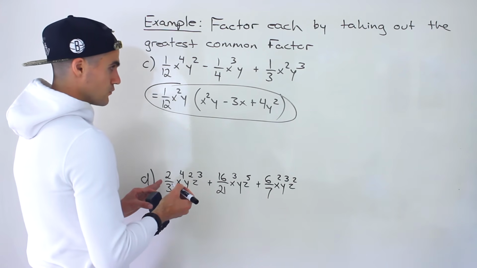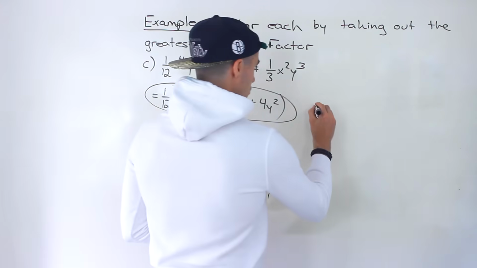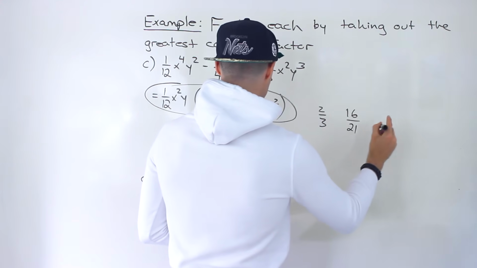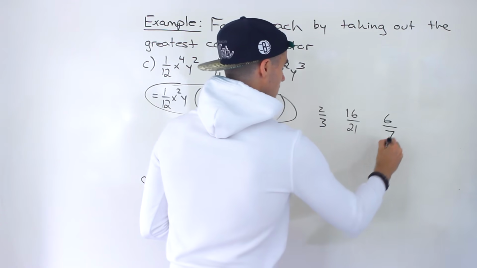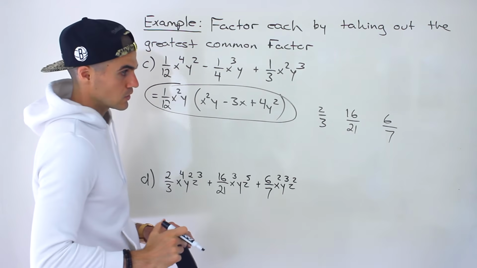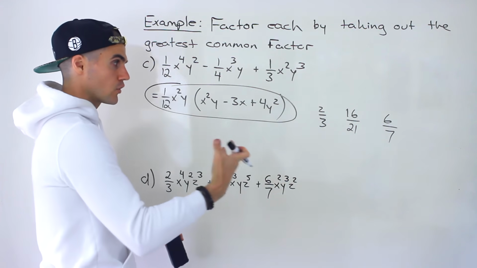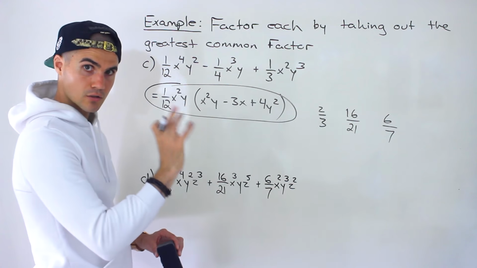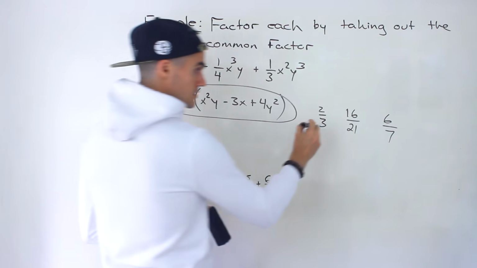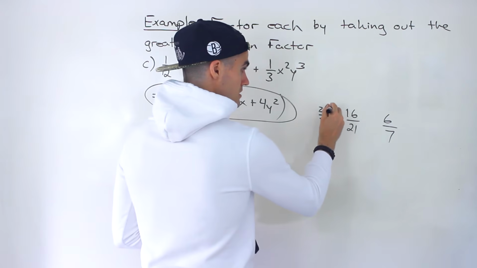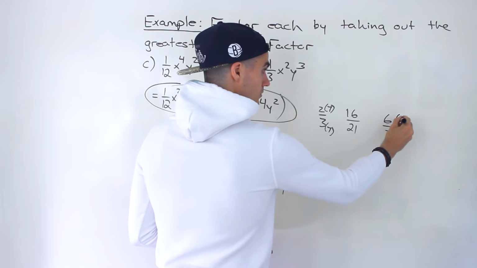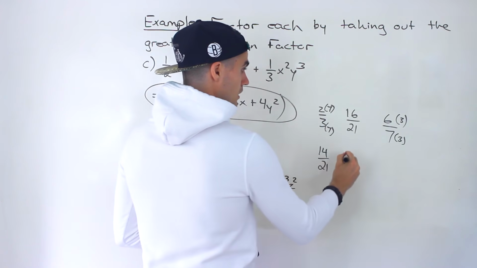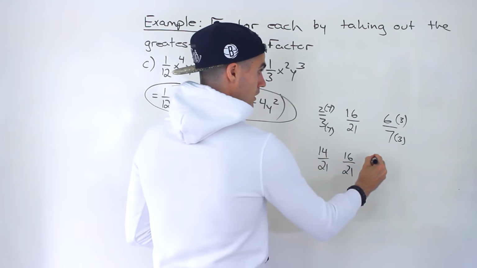So let's first start off with the fractions. So we got 2 over 3, 16 over 21, 6 over 7. Those are the fractions we're working with. Step 1, convert all of them to have a common denominator. Between 3, 21, and 7, what's the lowest common denominator? It's 21. So multiply this by 7, multiply this by 7, multiply this by 3, multiply this by 3. Here it's already 21, so we'd end up with 14 over 21, 16 over 21, 18 over 21, like that.